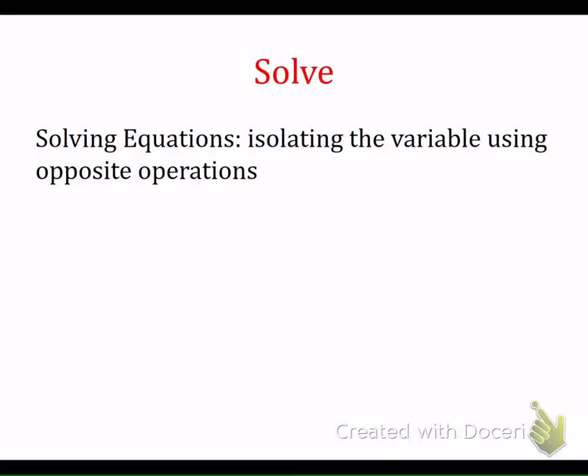So that means to undo adding, we subtract. Undo subtracting, we add. Undo multiplying, we divide. Undo dividing, we multiply. So just try to get the variable. Remember, the variable is the letter. We get the letter by itself using inverse operations or opposite operations.